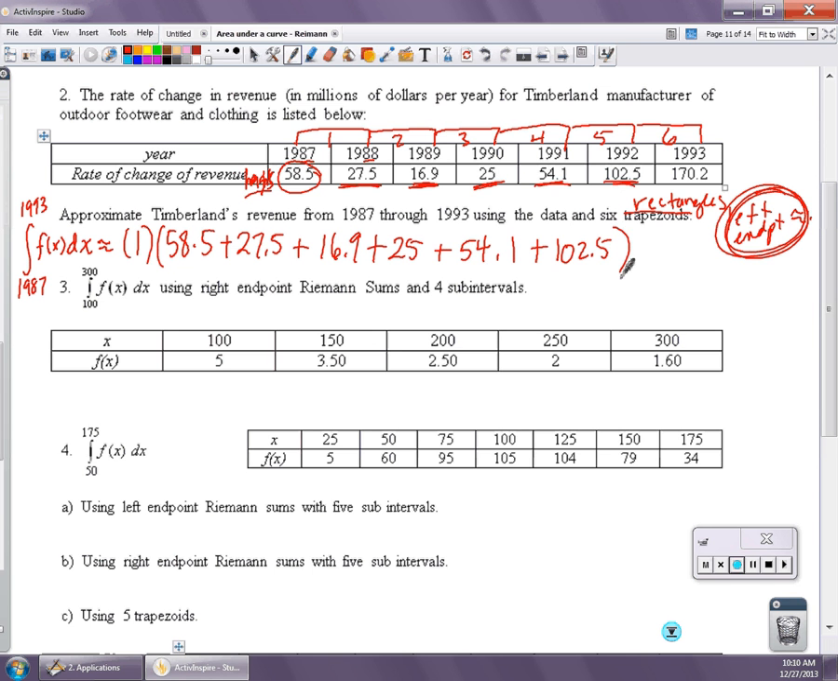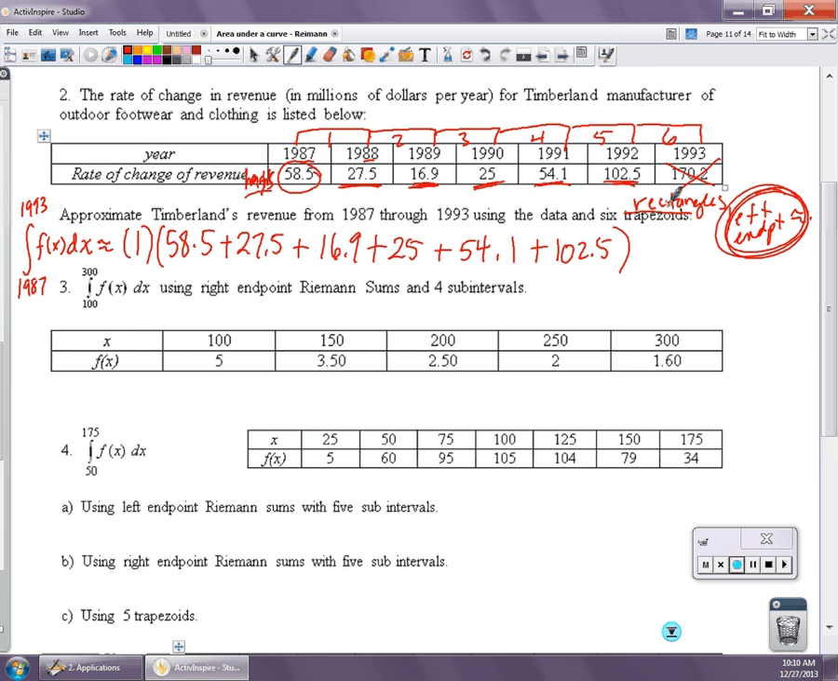Now remember, there were only 6 rectangles. We don't use the 170.2 because that is on the right-hand side. It's not a left endpoint. So we have 6 rectangles. And then all you would do to get your approximation is to add those values and multiply by 1.